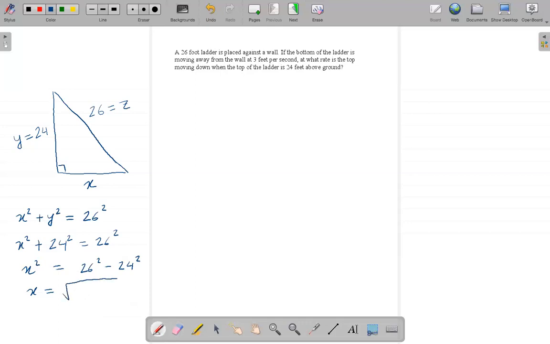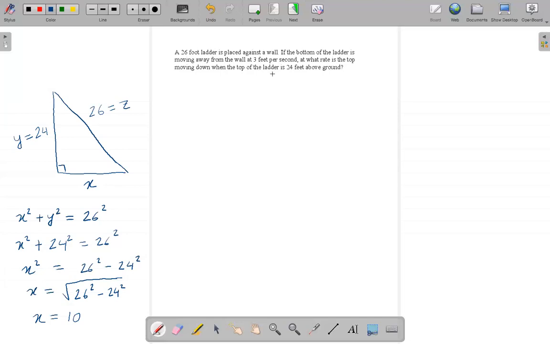So x equals the square root of 26 squared minus 24 squared. From here, after using a calculator, you'll get the x value of 10. So the x value we got is 10.